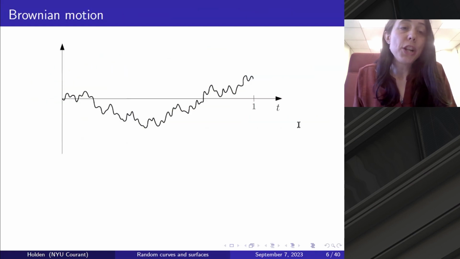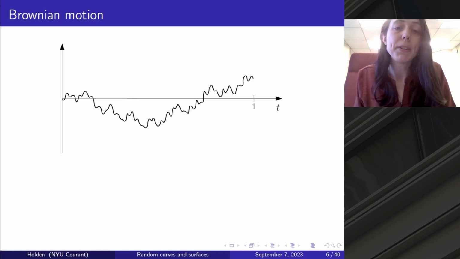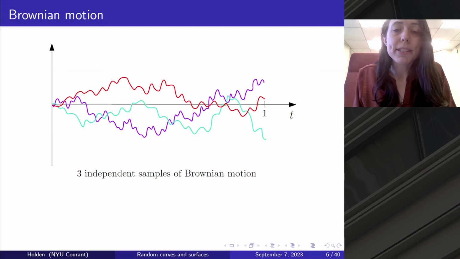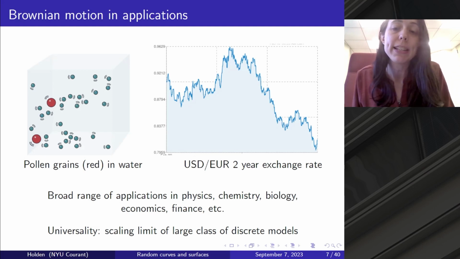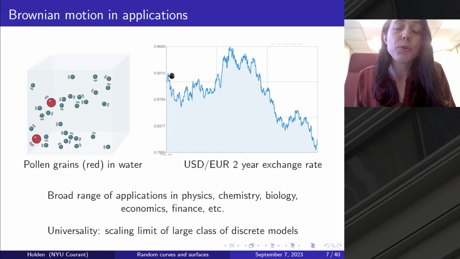So a classical result is that if we do this and we send n to infinity, then in the limit, our random curve is given by the random fractal curve known as a Brownian motion. So here are 3 independent samples of Brownian motion. Brownian motion, as many of you know, is a random curve which arises in a huge number of different settings and applications. It's used to model everything from financial markets to a number of physical phenomena.